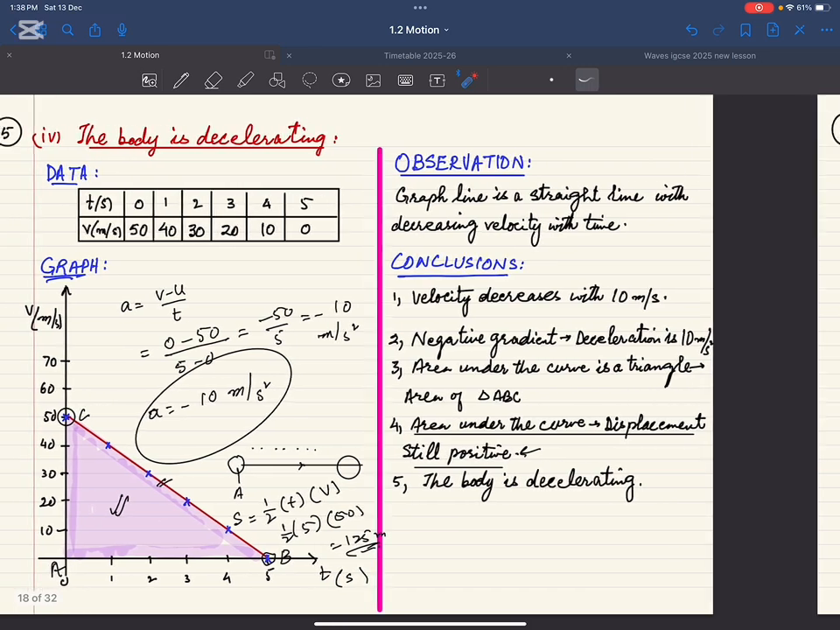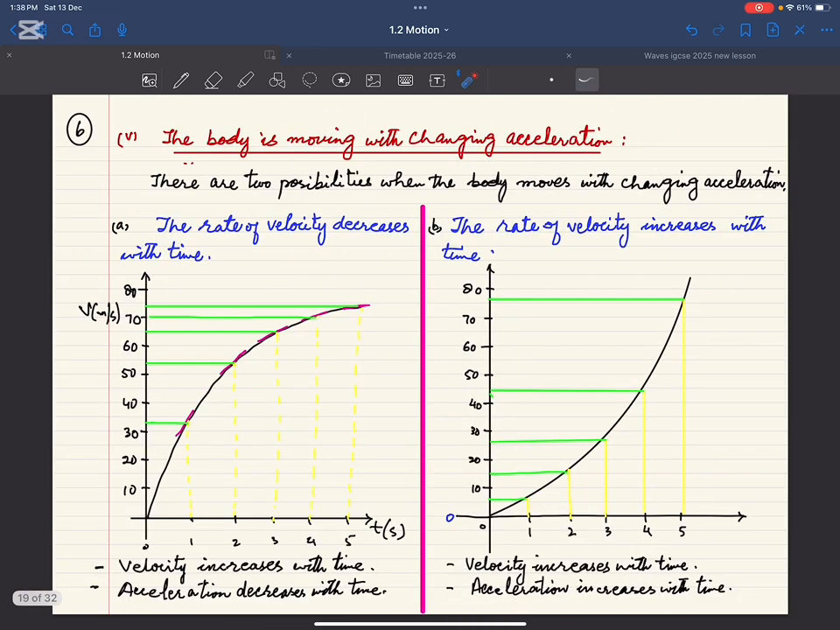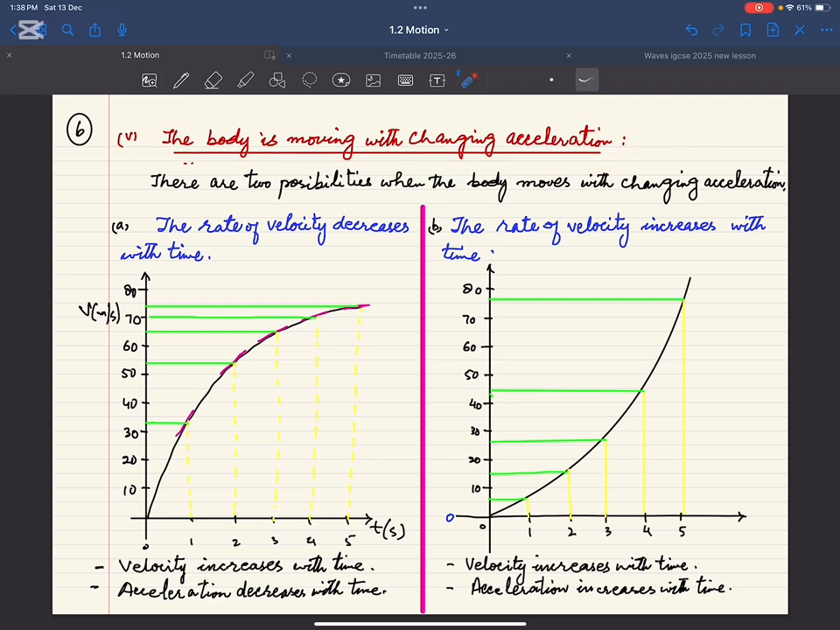So as far as this situation is concerned, the body is decelerating. Then the fifth possibility is that the acceleration is changing, that is, the body is moving with changing acceleration. In this case, we have two possibilities. One is that the velocity increases with time, and acceleration decreases with time.